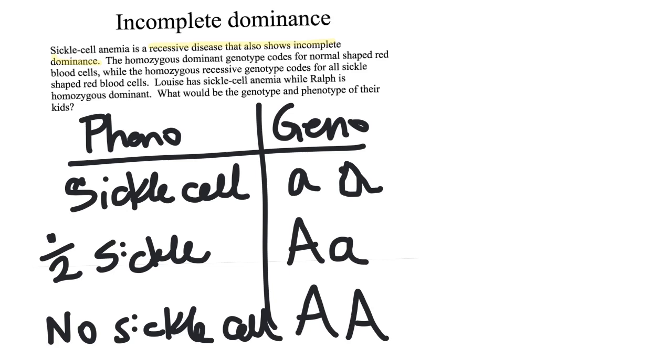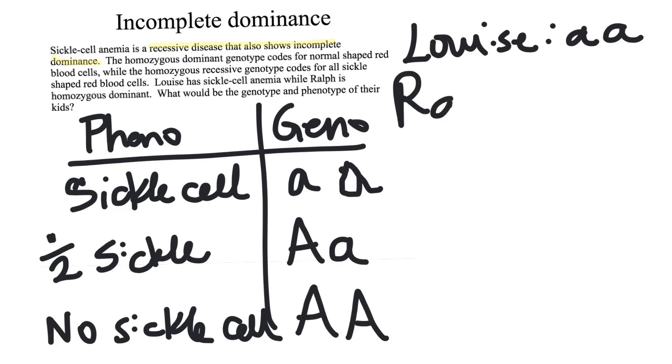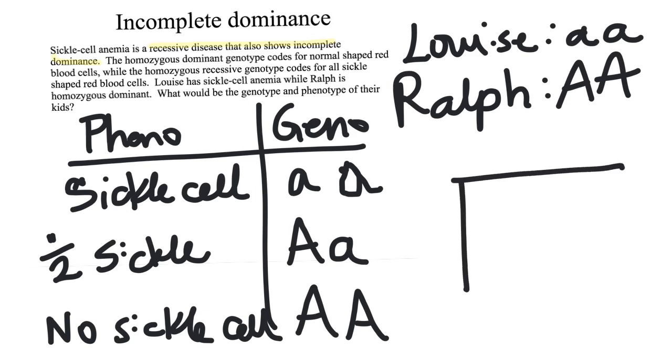Let's go to the problem. So here it says Louise has sickle cell anemia. So Louise has the disease full out. So we know that she has to be little a, little a. And then they tell you Ralph is homozygous dominant. They make that very clear for you. So as long as you know the vocabulary, you know that he is big A, big A. And they want to know what the kids look like. Specifically, if you read the last sentence, they want to know the genotype and the phenotype of their kids. Let's go ahead and make this box here.